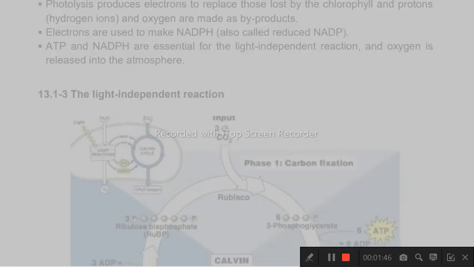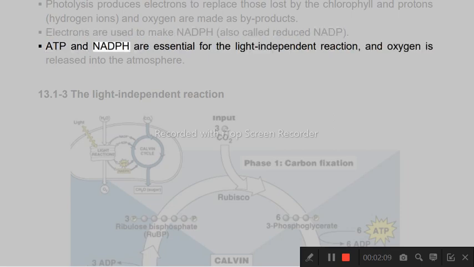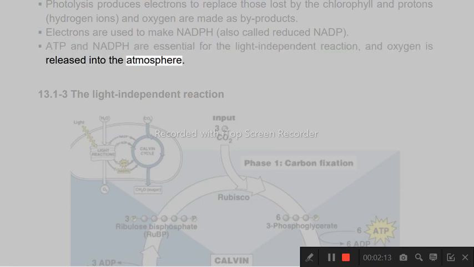Photolysis produces electrons to replace those lost by the chlorophyll, and protons, hydrogen ions, and oxygen are made as byproducts. Electrons are used to make NADPH, also called reduced NADP. ATP and NADPH are essential for the light-independent reaction, and oxygen is released into the atmosphere.